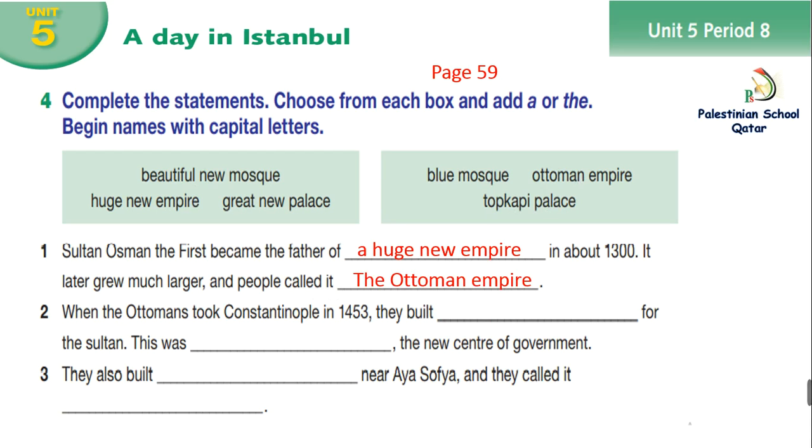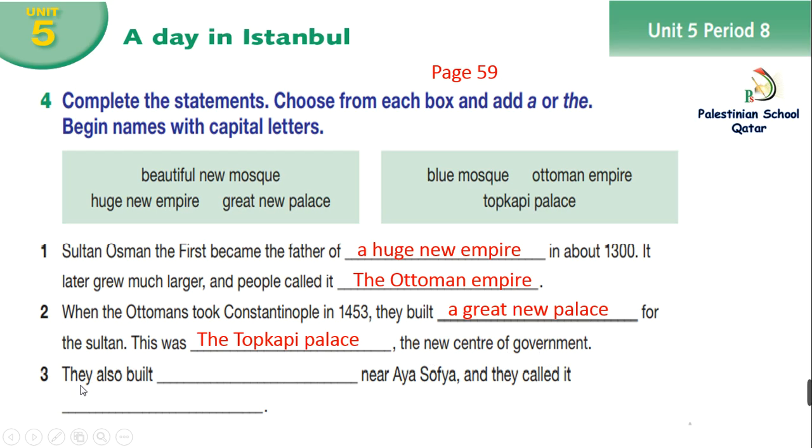Number 2. When the Ottomans took Constantinople in 1453, they built what? When they took Constantinople, they built what? A great new palace. They built a great new palace. For whom? For the Sultan. This was the Topkapi Palace. So Topkapi Palace is the name of the Sultan's home. The new center of the government also.